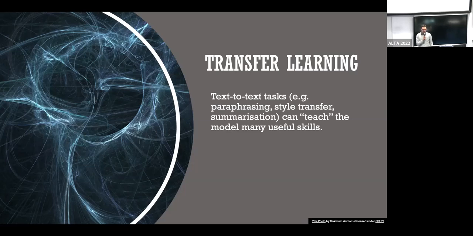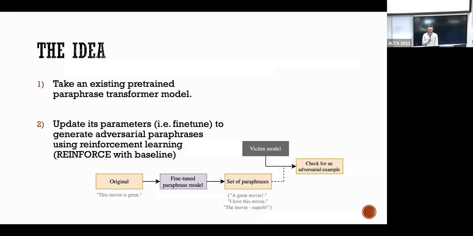So in our work, we try to do so. And that leads us to this general idea of what we're doing in this work. So what we do is we go onto the Hugging Face Model Hub, and we search for a paraphrase model, and we download one. And then we update its parameters by a fine-tuning process to produce adversarial examples. And we do this using reinforcement learning.